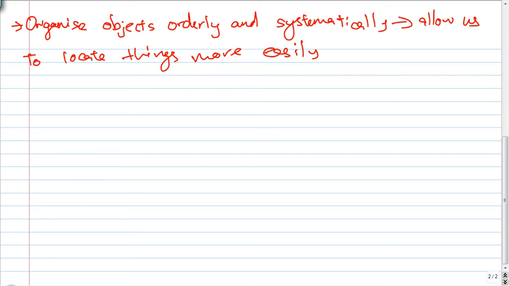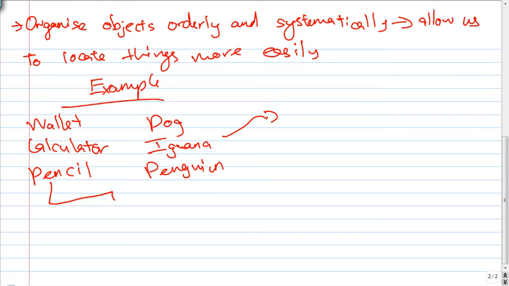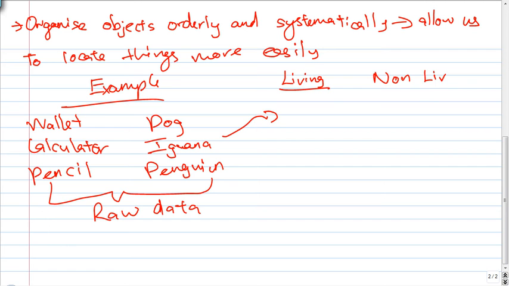Alright, okay, so example. Okay, let us try to do this question. You've got a wallet, a calculator, a pencil, a dog, an iguana, a penguin. How should we classify this? Okay, this is basically raw data, right, without classification. So how do we classify this? We can actually classify it into living things and non-living, isn't it?